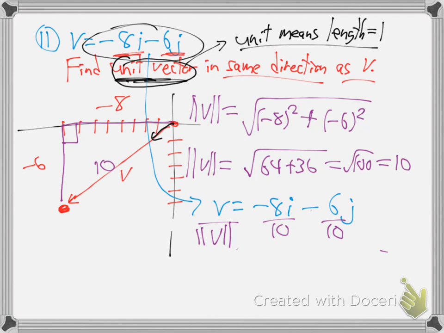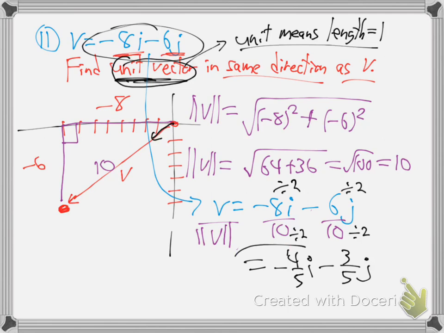Make sense on that? So then what do you get from that? Just simplify that. Divide by 2, top and bottom, minus 4/5 i. Same thing here. Divide by 2. Minus 3/5 j. There we go.